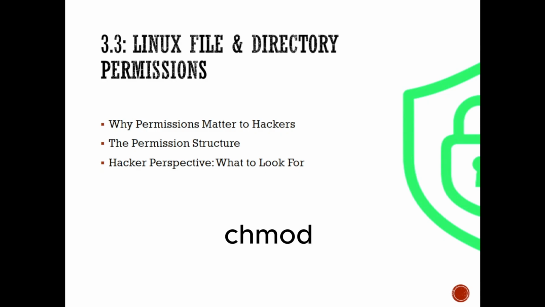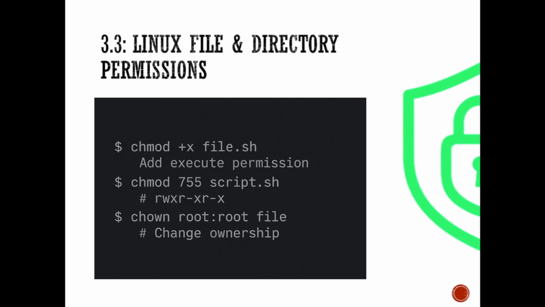Changing permissions. Use these commands: chmod, change permissions. chown, change owner. chgrp, change group. Examples: chmod +x file.sh adds execute permission. chmod 755 script.sh sets rwxr-xr-x. chown root file changes ownership.